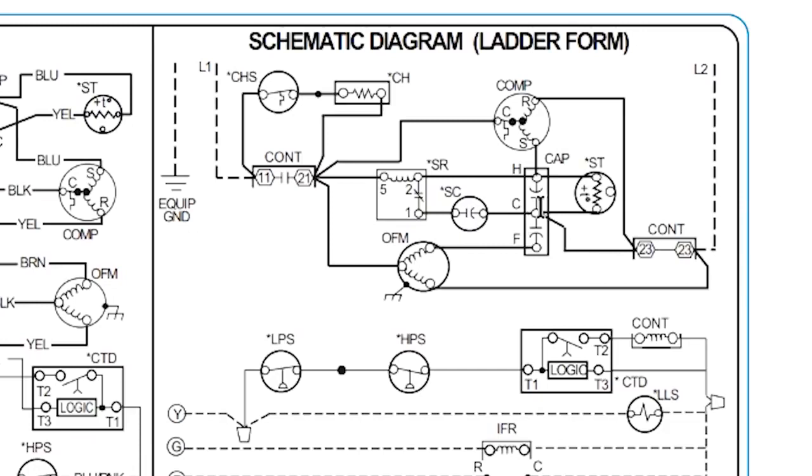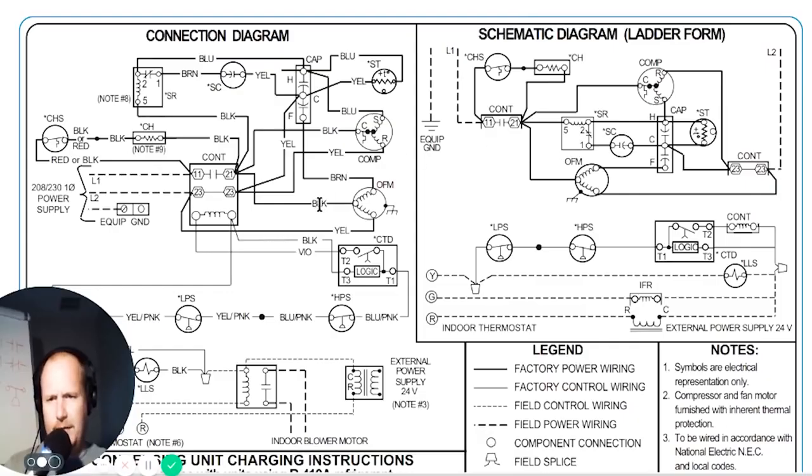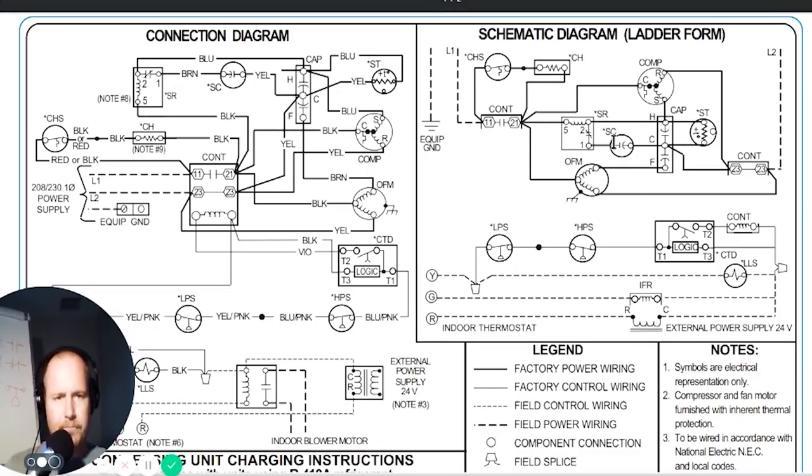All right, so what you'll notice is the C terminal on our capacitor here. See, it says C, H, C, F. If you looked on a dual run cap, which is what this is, you would see H is HERM. That's the full term for it here. Let's look over here and see if we can find that. There it is. Same thing over here. H, C, F, HERM, C, and fan.